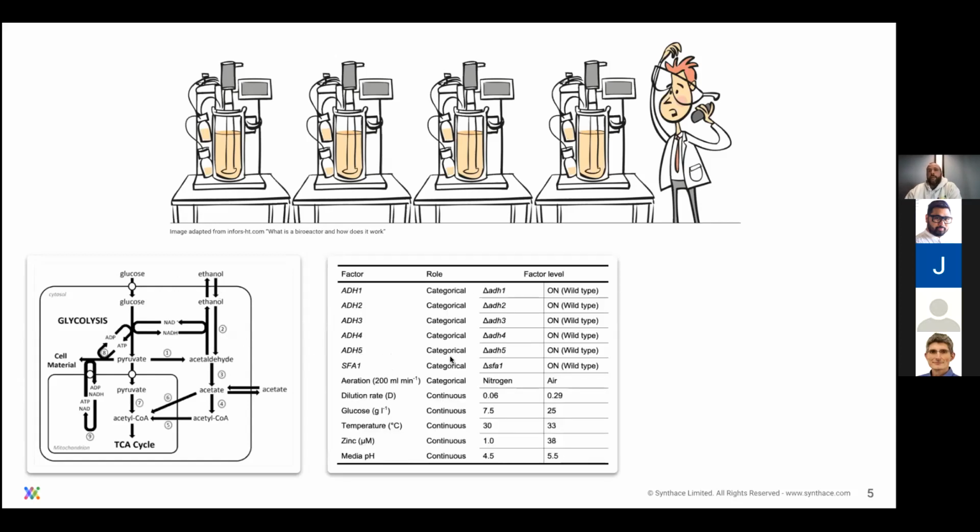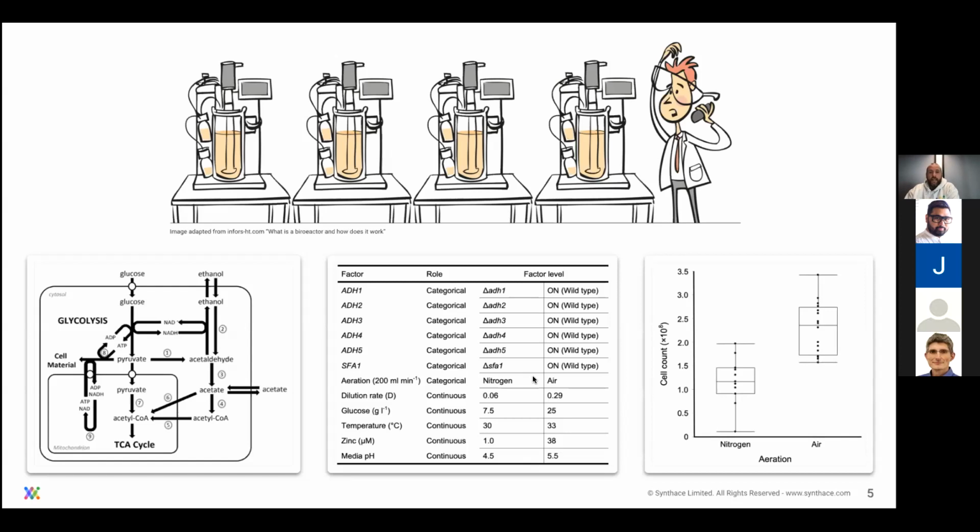So these are the factors that I assessed. You can see here the genotypes where these genes are either on or deleted. And here are the environmental factors and their associated set points. I then added this information into my statistical software package, and I was given a series of experiments to perform, which I did.